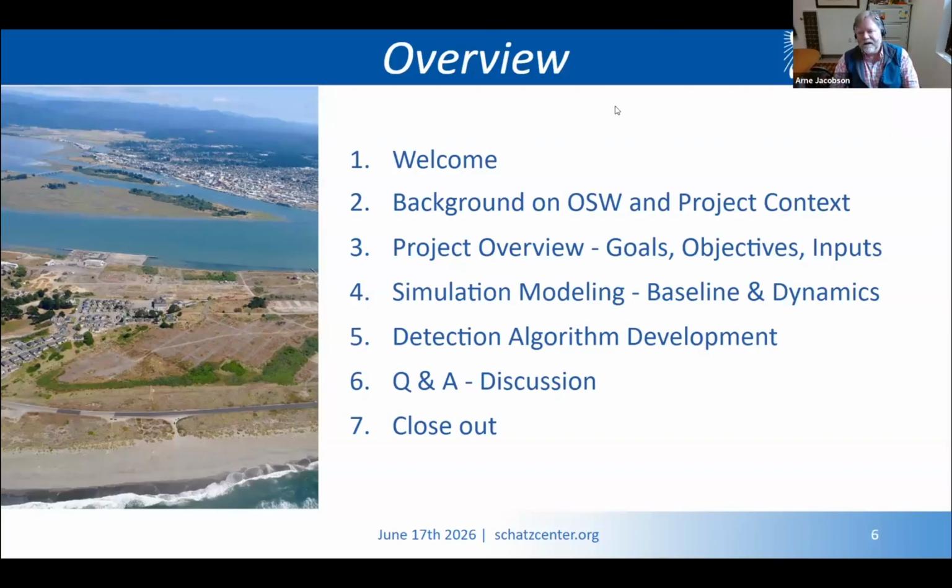In terms of today's session, we are just now finishing up the welcome, and then we'll proceed to a brief background on offshore wind and the project context, which I will present. I'll then pass it over to colleagues from our team to provide a project overview. We'll talk about some of the simulation modeling associated with this project and associated learnings. And we'll then present about a detection algorithm development effort. So it's essentially an algorithm for detecting whether or not entanglement events or gear stuck on a mooring line events have taken place. And then that will be followed by Q&A and discussion.